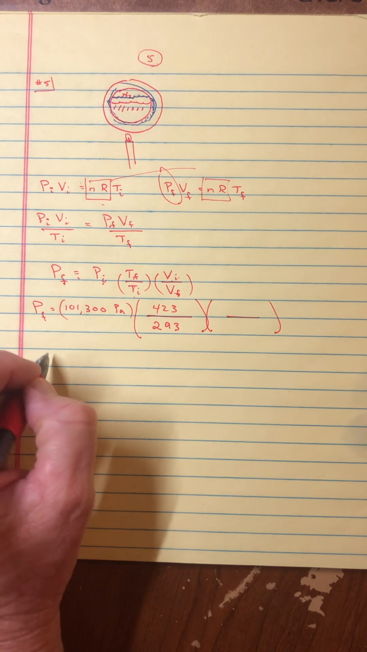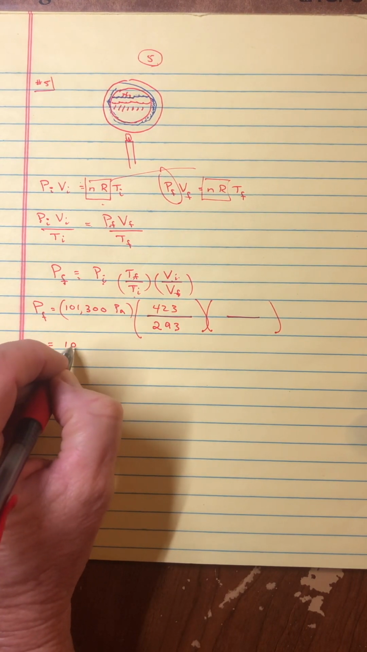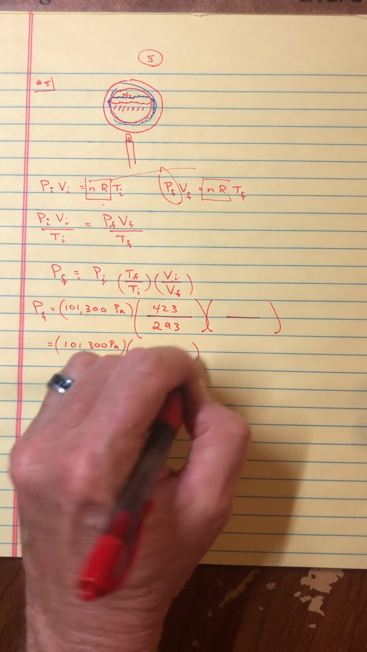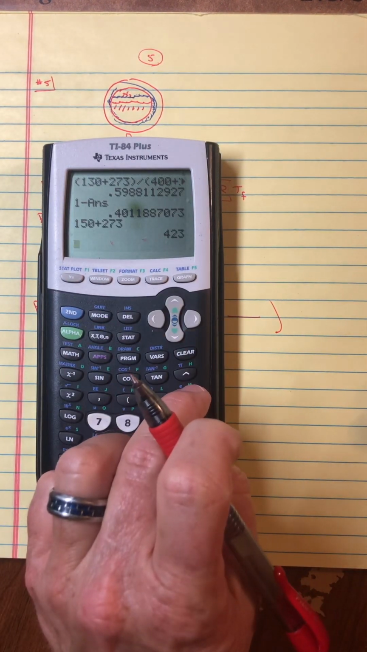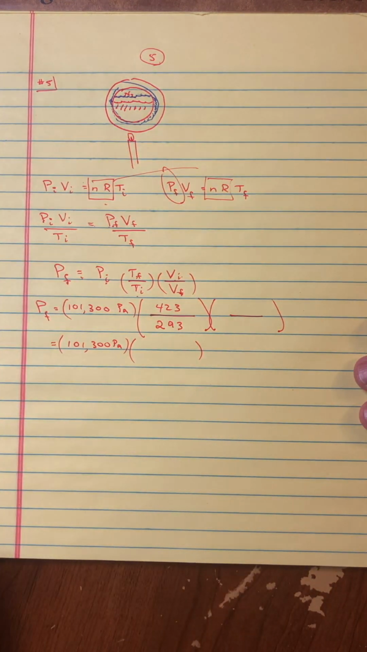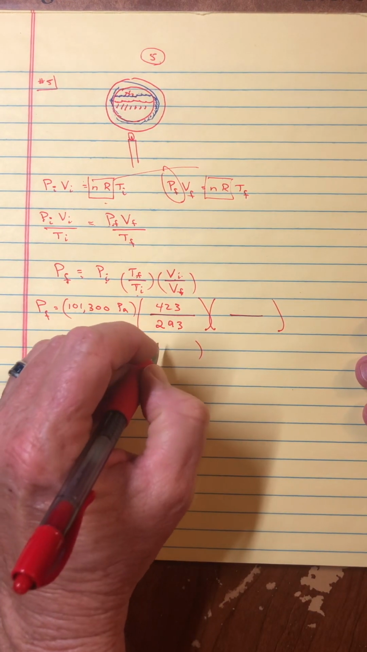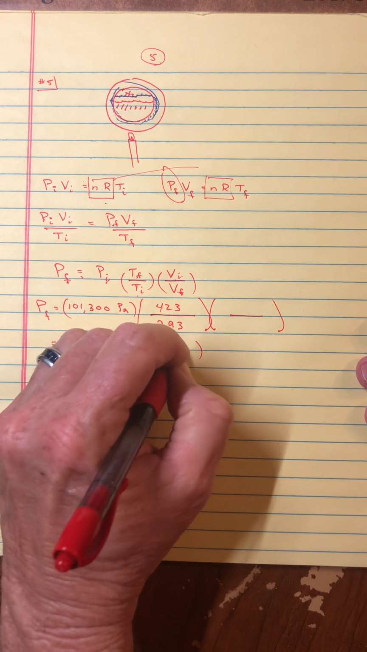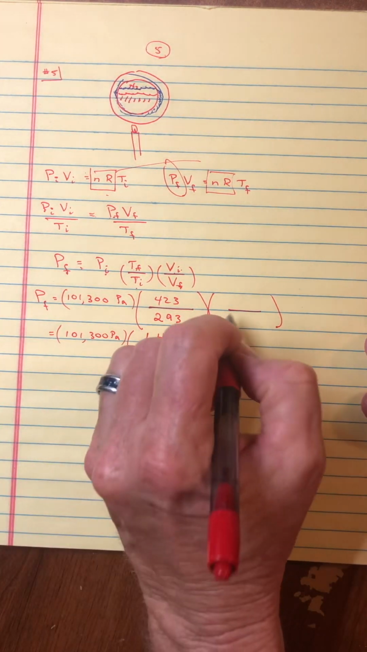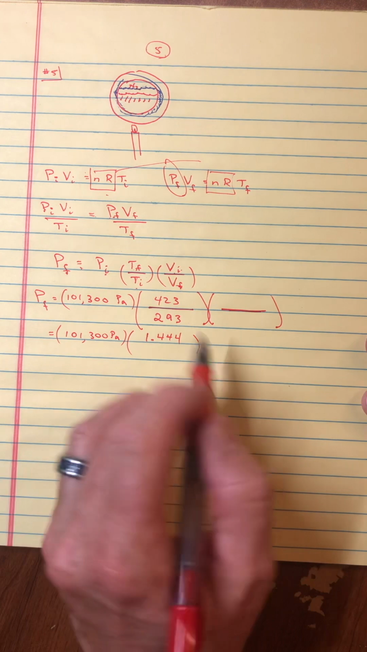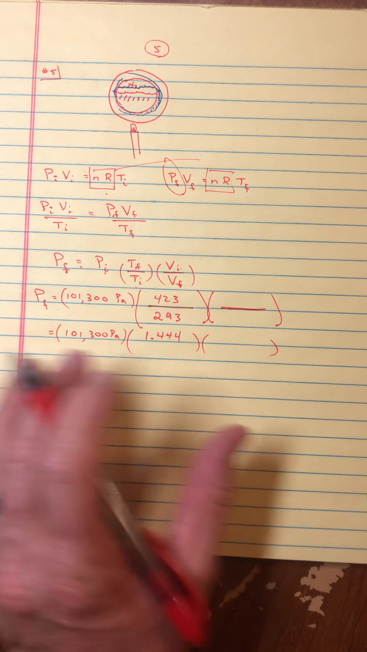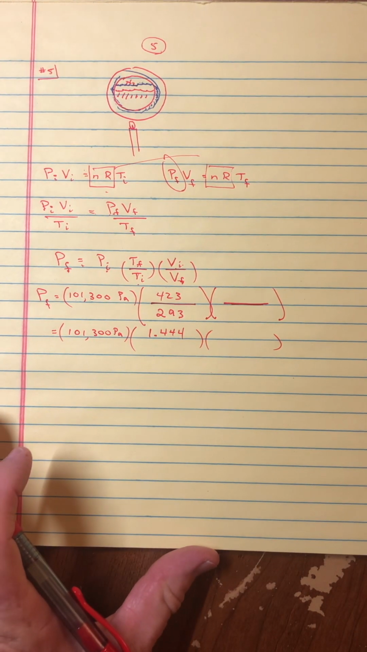So that's one factor. In fact, it might be kind of nice just to write that factor out: 423 divided by 293. So it's going to go up by a factor of 1.444 just because the temperature goes up. But it's also going to go up by a small factor because its volume decreases.